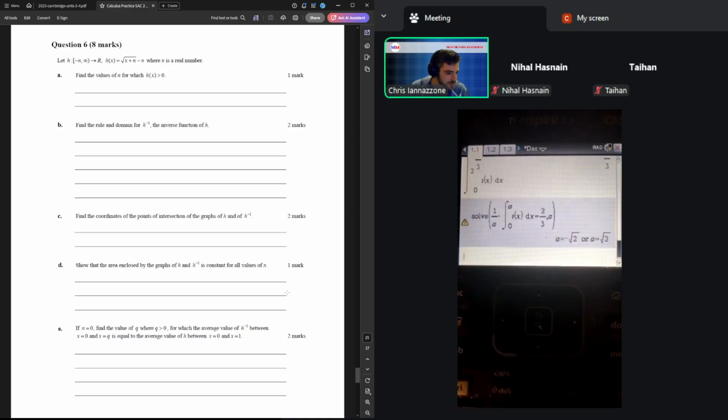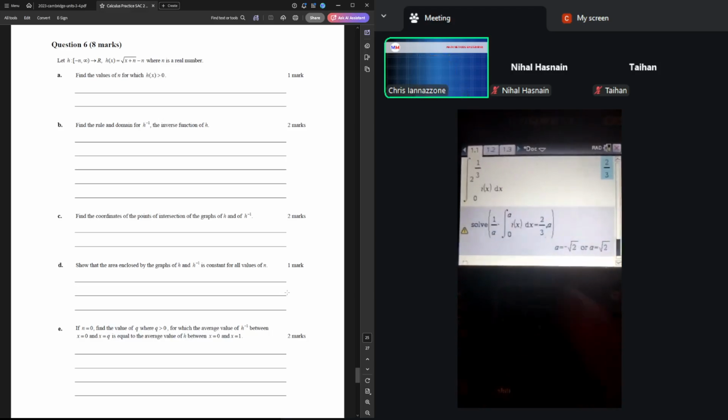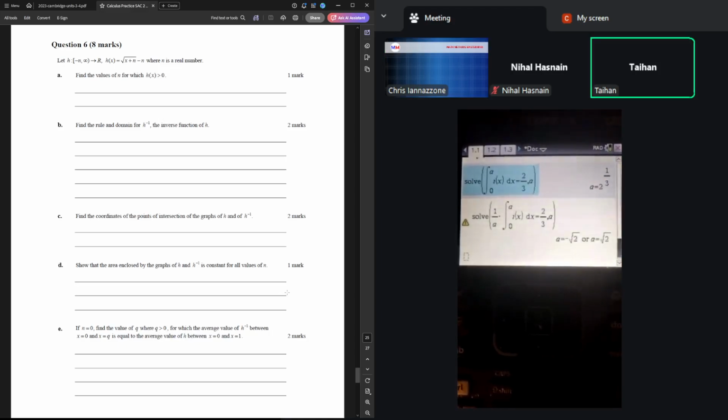It says find the value of q. I've written a, of course. So only one of these is going to be valid. Who wants to take a stab at which one is likely to be valid? Root 2, the positive one. Why the positive one?